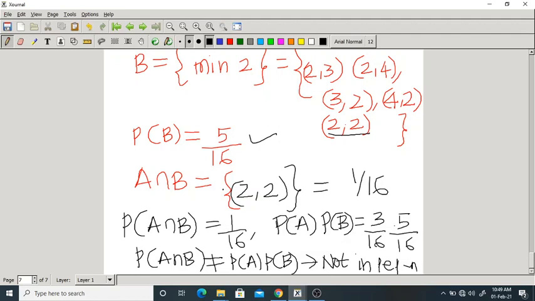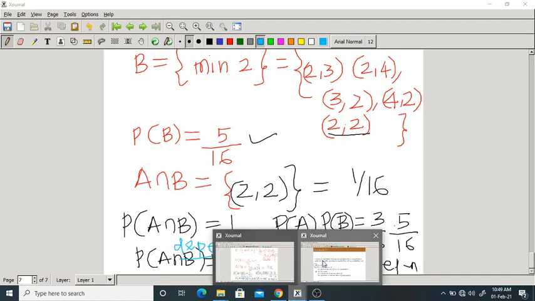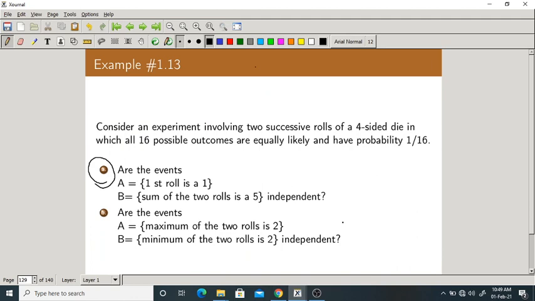Otherwise, you can also call them dependent. Okay. Now here what did you get? The first two events are independent, and the other two are not independent, or they are dependent.